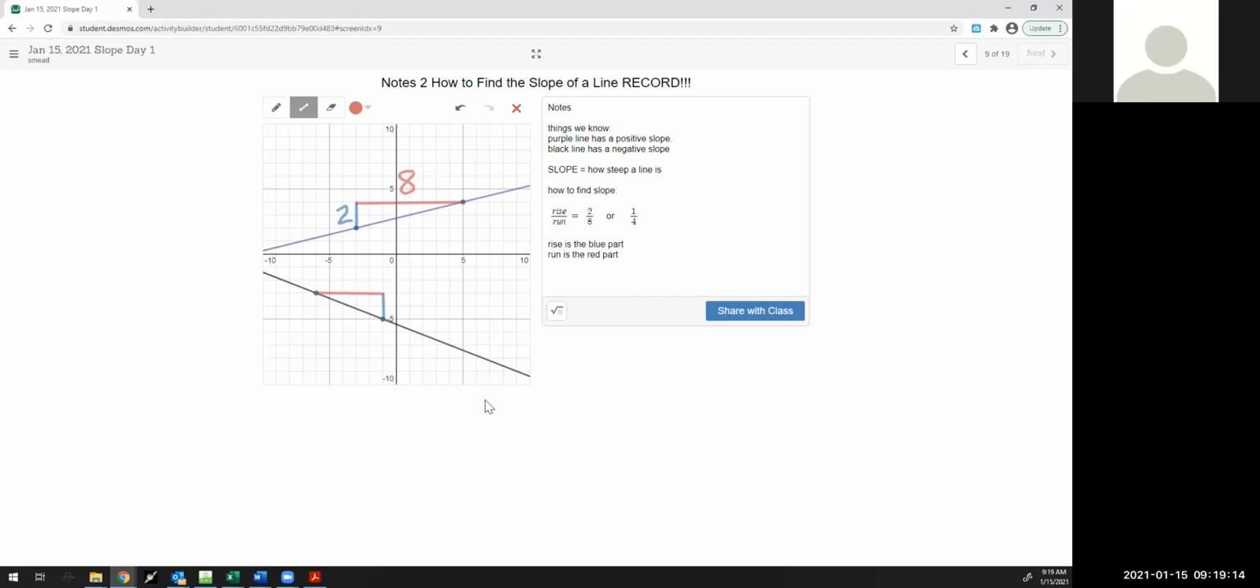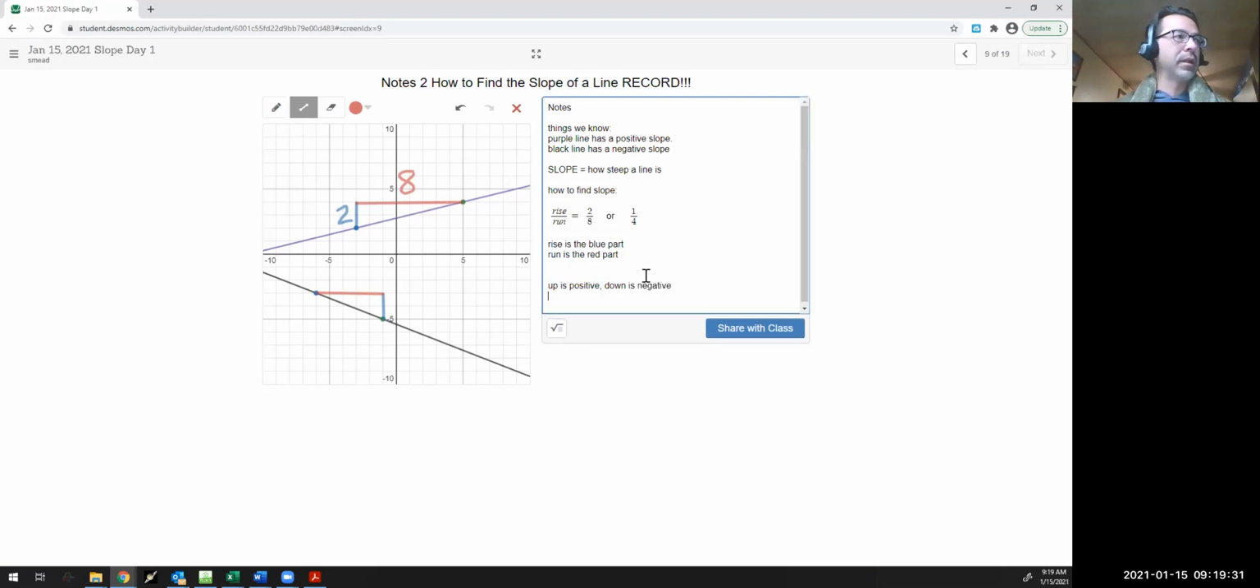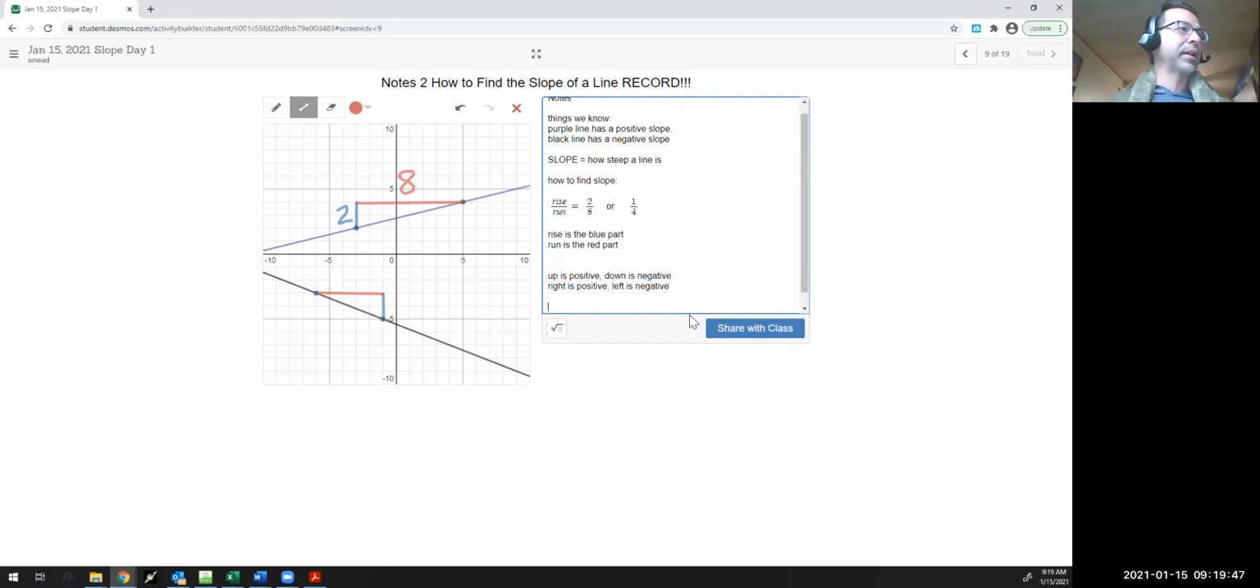Voila. Now, this one's going to be different. Watch this. Up is positive. If you find yourself moving up, that's positive. Down is negative. And then if you move right, that is positive. If you move left, that is negative. Which it looks like you guys grasp that concept very well based on how well you're plotting points.